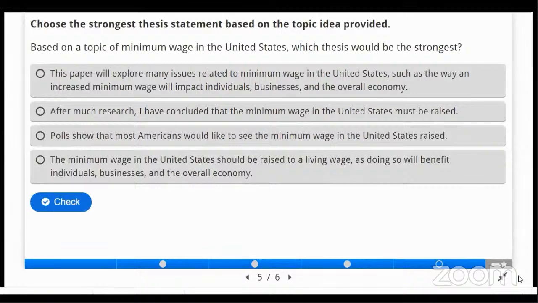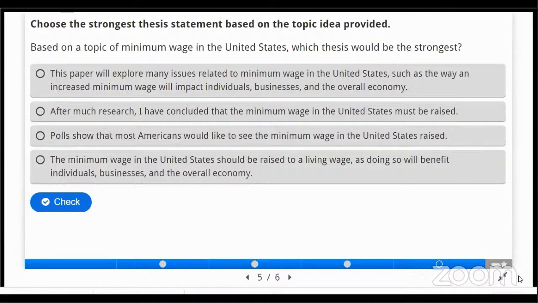Polls show that most Americans would like to see the minimum wage in the United States raised. The minimum wage in the United States should be raised to a living wage, as doing so will benefit individuals, businesses, and the overall economy.